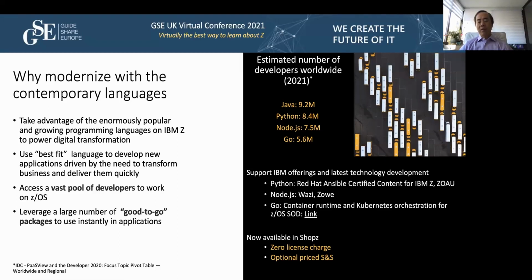So what that means is that you can order these languages free of charge, free of license charge, and use them on your system. You can deploy them. This is not an evaluation license. This is a production license. And if you need SNS, you can always come back and enable SNS.